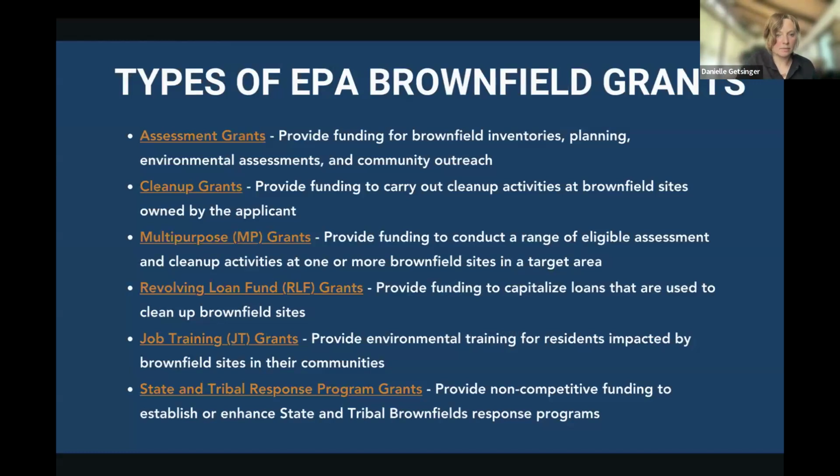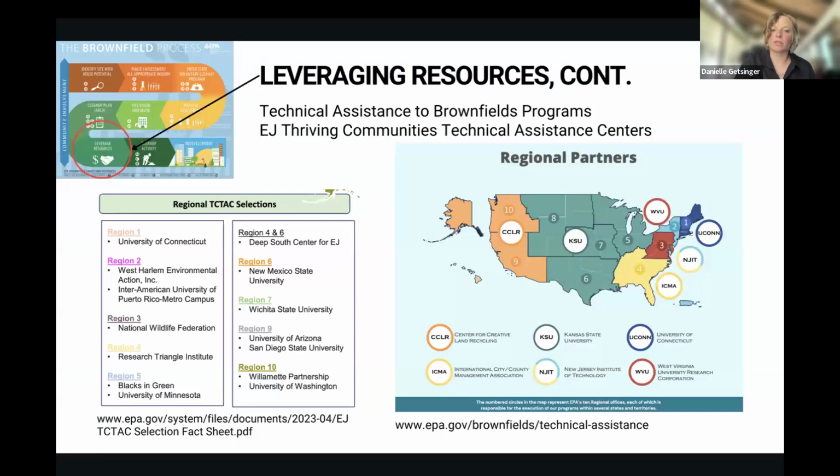Here's a bunch of different types of brownfields funding. You might know about these, but here are the EPA's brownfields grants. And of course, you have not only the brownfields technical assistance that can help, but you also have the regional TIC-TACs now, and the national TIC-TACs, which are the technical assistance centers for environmental justice, thriving communities.